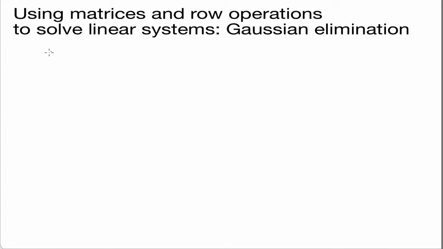Hello and welcome. Today we're going to be talking about using matrices and this idea of row operations to solve linear systems. So this whole topic is really called the method of Gaussian elimination. All right, so we have a couple things here.